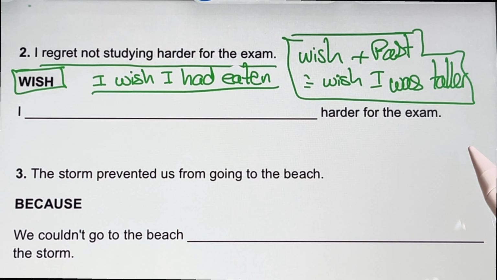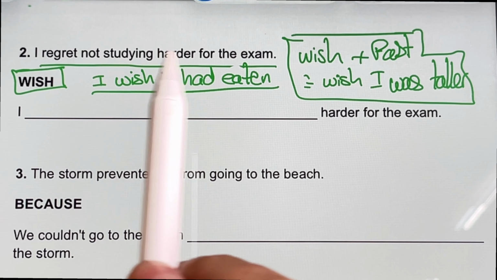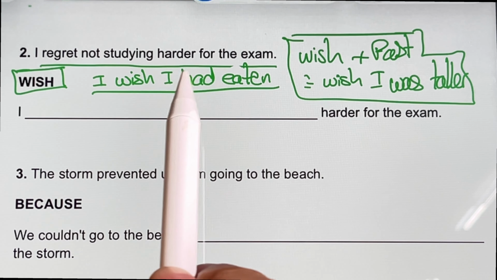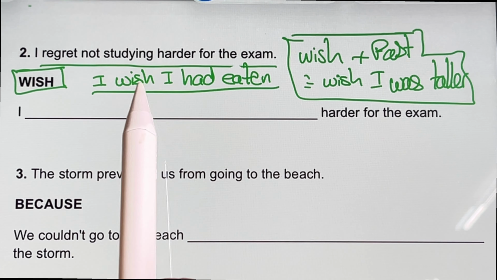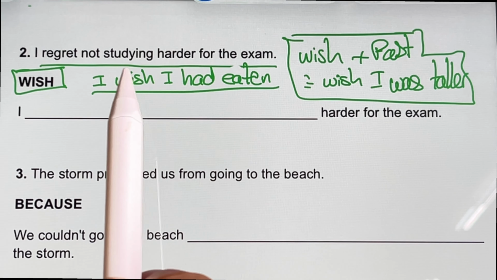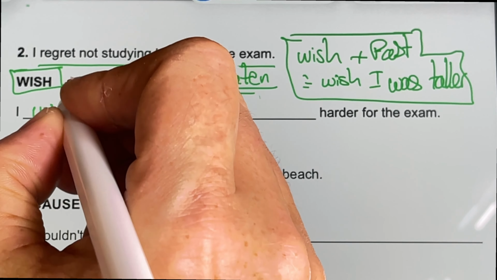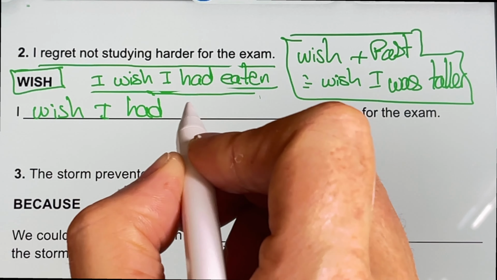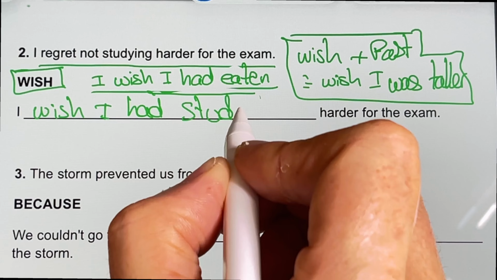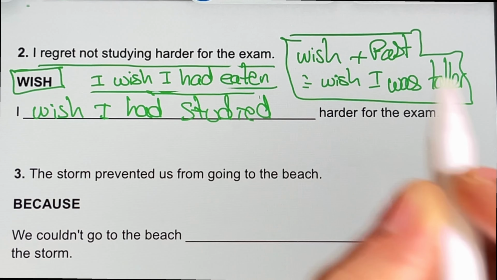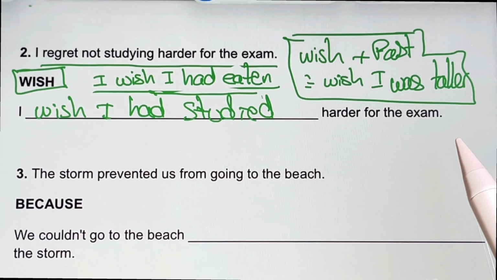Okay, so saying that, how would you do this one? It says, I regret not studying harder for the exam. I didn't do it, and I wish now that I had done it. So in this case, it will be, I wish I had studied harder for the exam. Okay, next one.